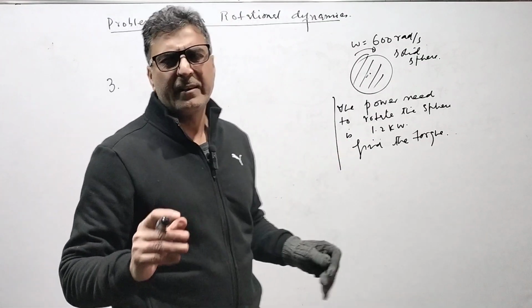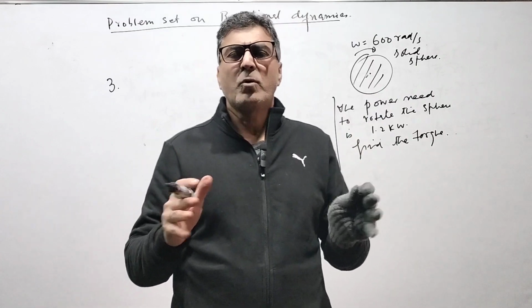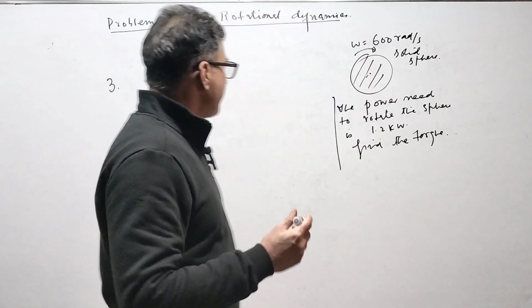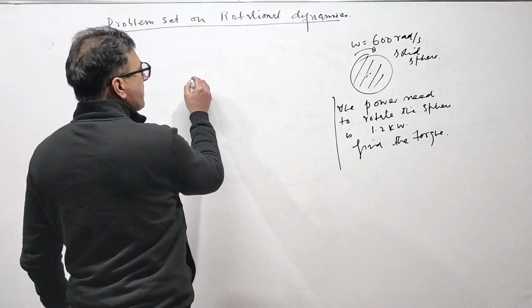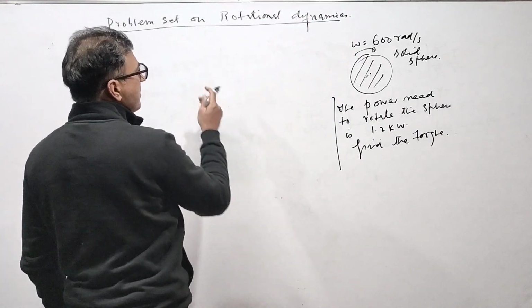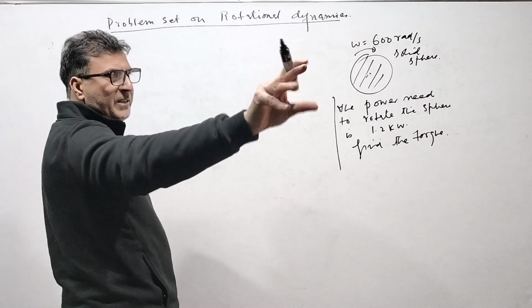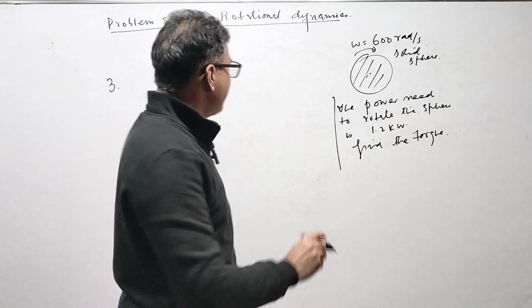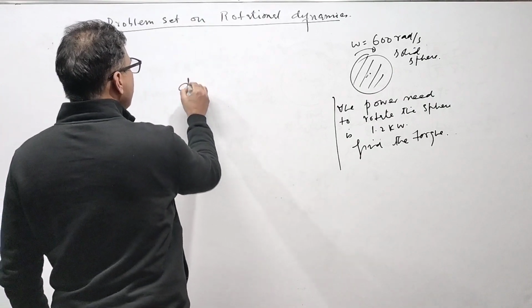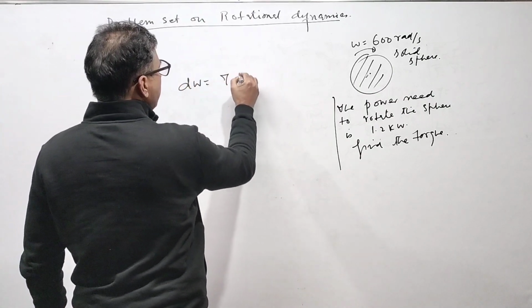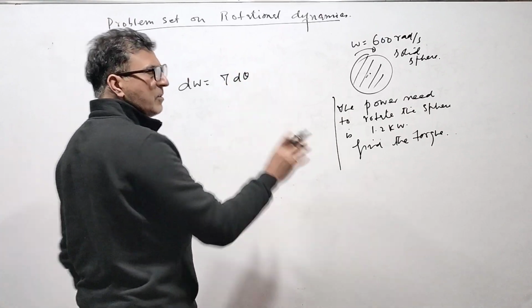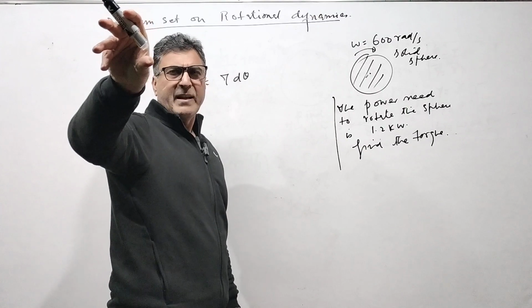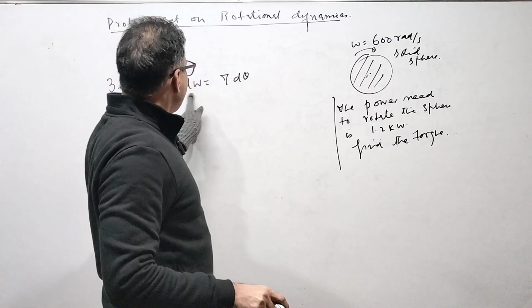So first of all, let me go to some basics. How much is the work done in rotating a body through an angle of theta? If you turn a body through an angle of theta by applying torque, how much work has been done? So small work done is torque times d theta. Torque applied into the angle that turns the system by d theta is the small work done.